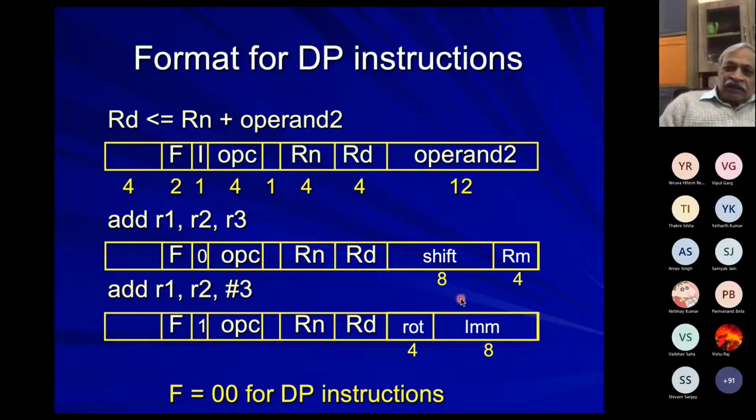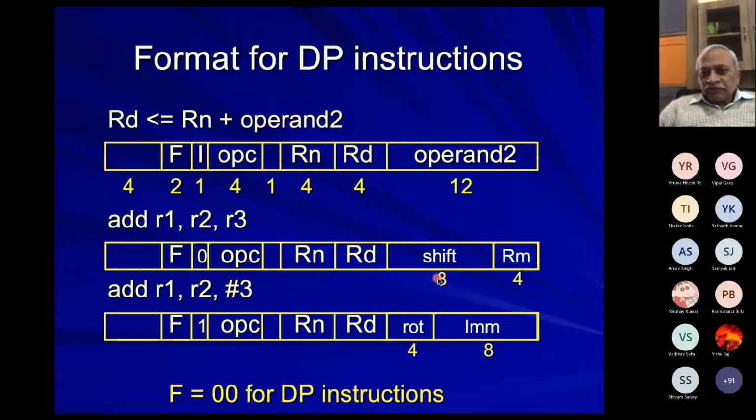So these 8 bits specify shift. That means register R3 or whatever is the second operand, the operand could be obtained by shifting that register by a certain amount. Okay, how you shift, I'll talk of that shortly. But instead of directly using the register, it is possible to shift it.